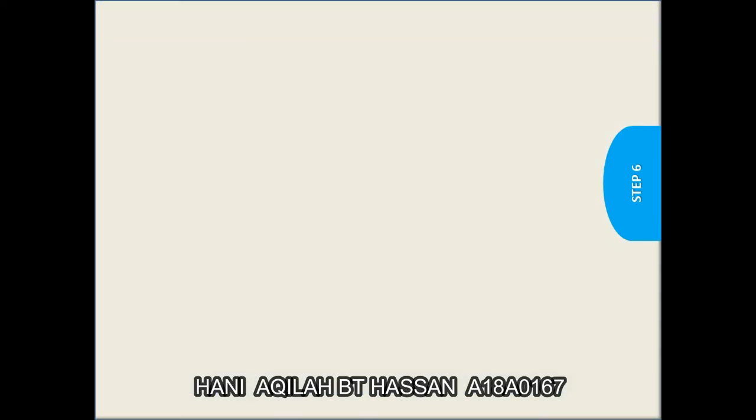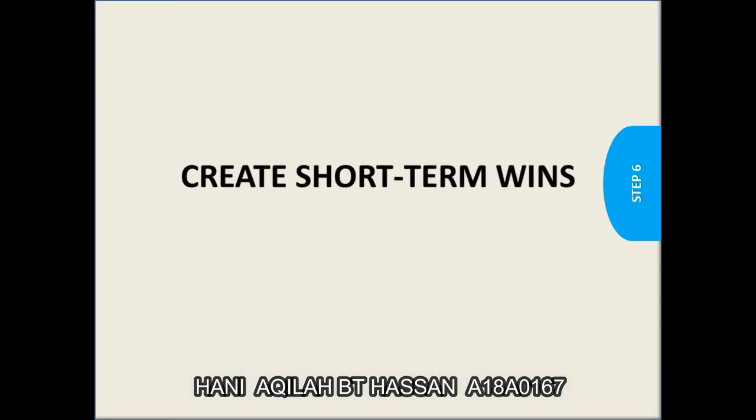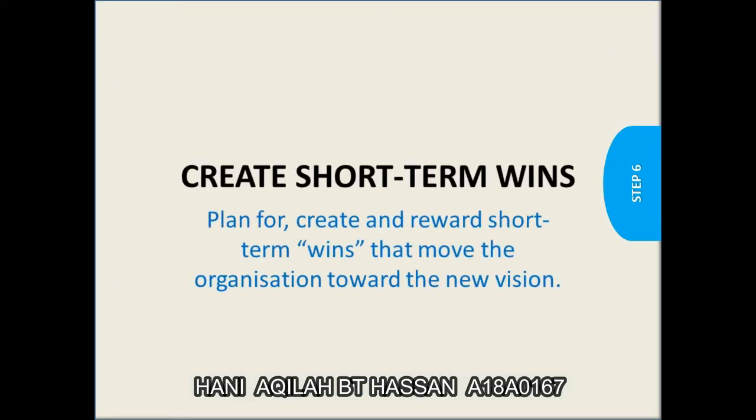Next is step 6. Create short-term wins. Plan for, create and reward short-term wins that move the organization toward the new vision. Failure to systematically plan for and create short-term wins. Short-term wins represent the achievement of important results.